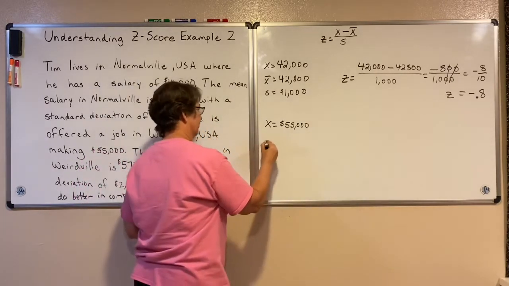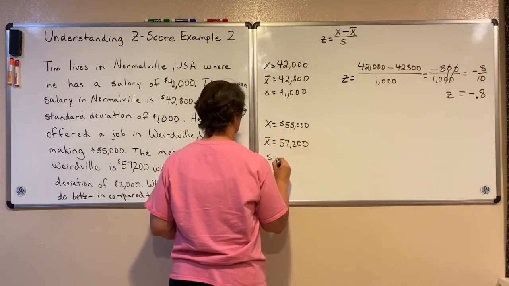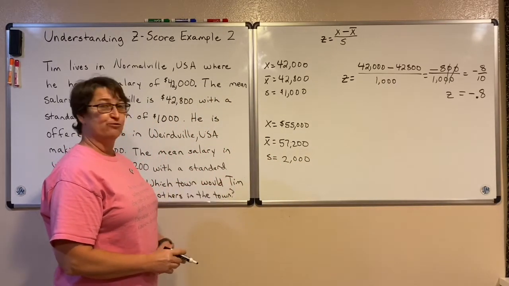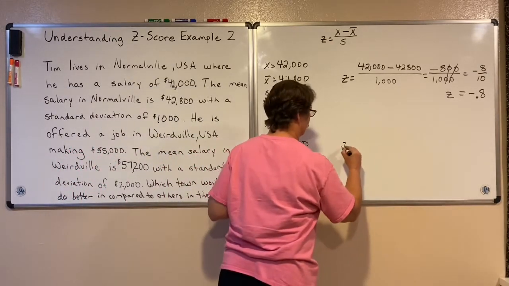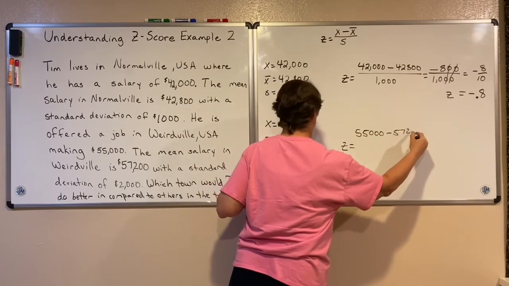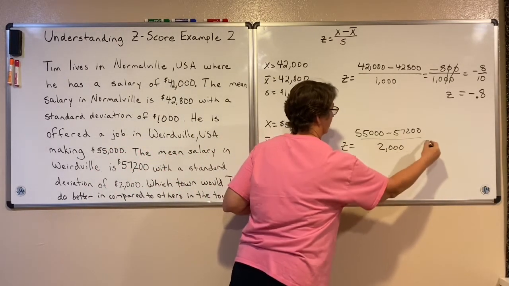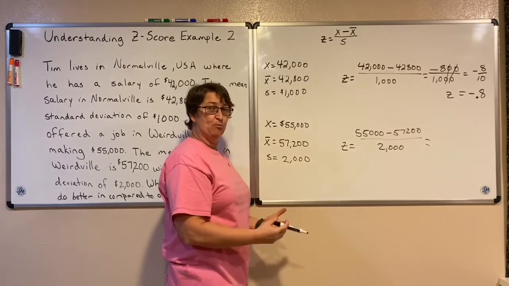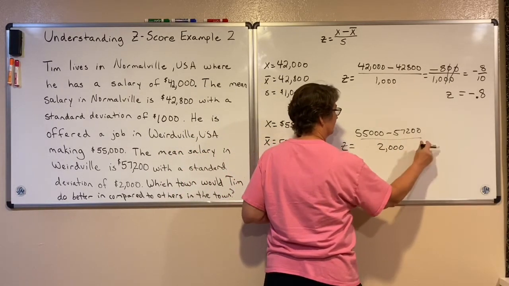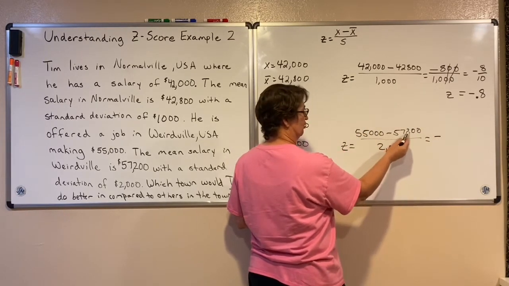The mean in Weirdville is 57,200. And his standard deviation then is 2,000 in that town. So let's find compared to Weirdville, how will he be doing? So let's take our z-score there, take your data value, subtract the mean, and divide by the standard deviation. Again, he's below average, so we're going to end up with a negative z-score. I'm going to subtract this 55,000 minus this. So it's going to end up being negative, but it's still just subtraction as always.